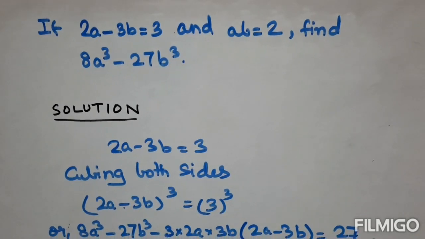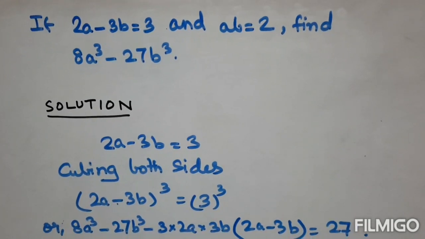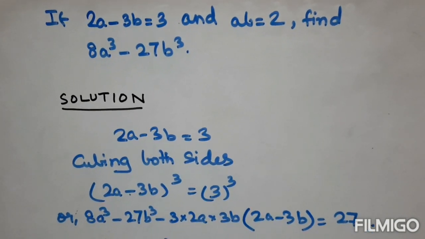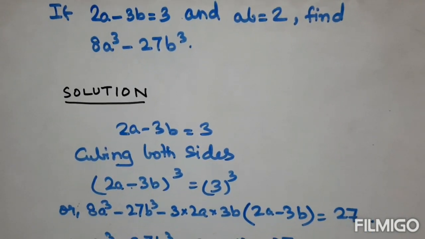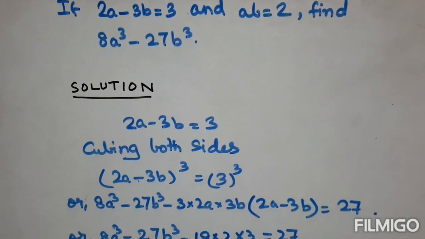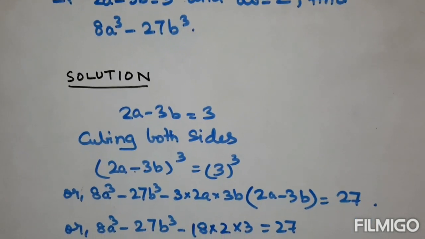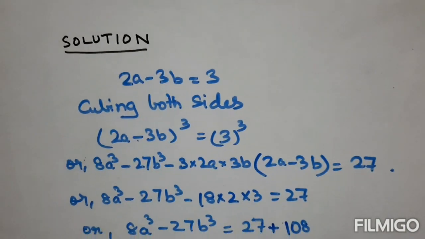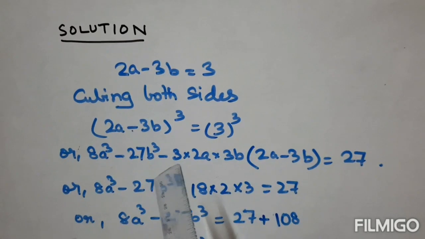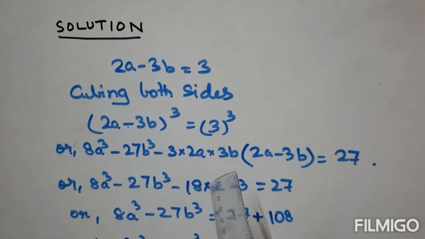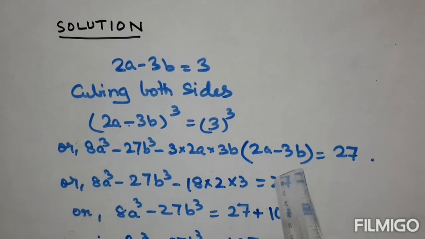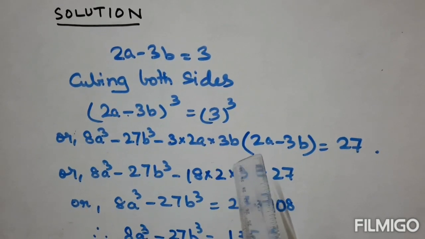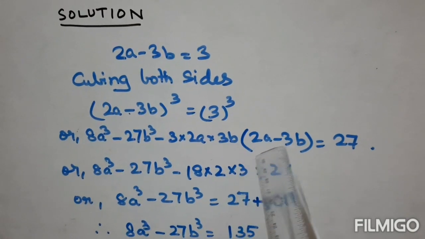In this sum we have the value of 2a minus 3b equals 3 and ab equals 2. Find 8a cube minus 27b cube. We are going to start the sum with cubing both sides of the given equation, and we get 8a cube minus 27b cube minus 3 into a into b into (a minus b). So here a is 2a, b is 3b and the expression is 2a minus 3b.